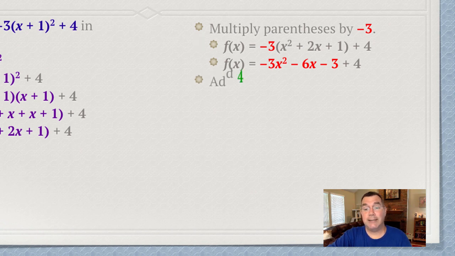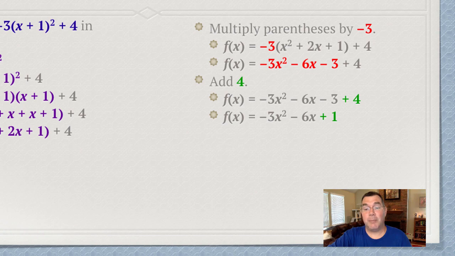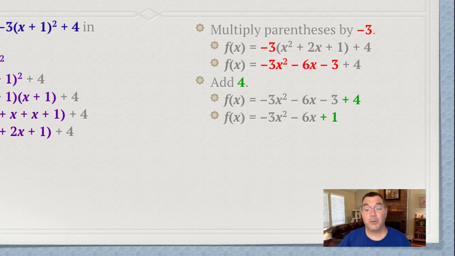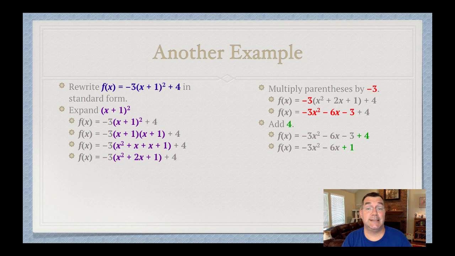Still a plus 4 at the end. And so my last step is to add 4 to that negative 3. And that gives me negative 3x squared minus 6x plus 1. All right, so now that function is in standard form.